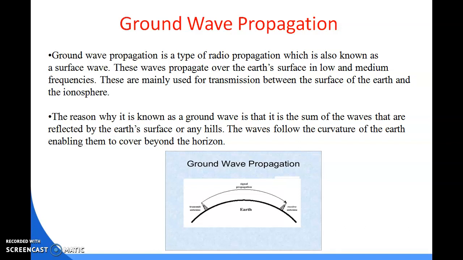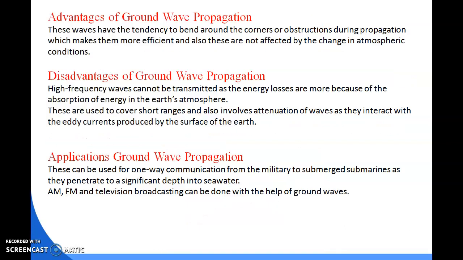The waves follow the curvature of the earth, enabling them to cover beyond the horizon. Right, beyond the horizon. What do we mean by the horizon? The horizon is the region between the earth's surface and the upper part of the curvature of the earth. So ground wave propagation is mainly used for transmission between the surface of the earth and the ionosphere.